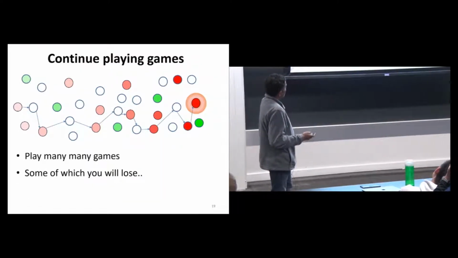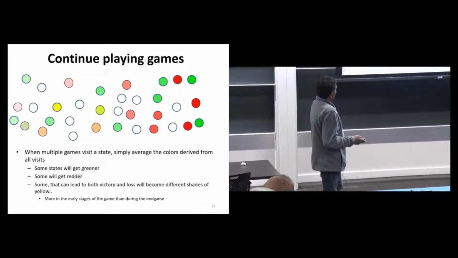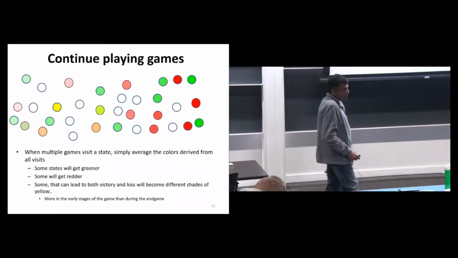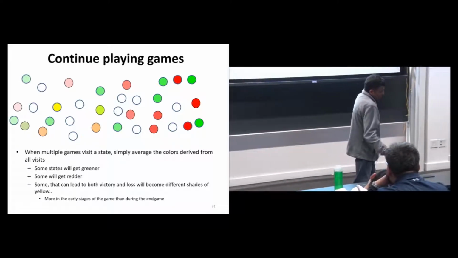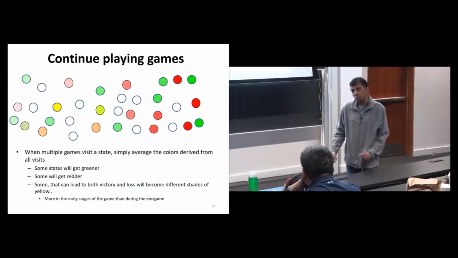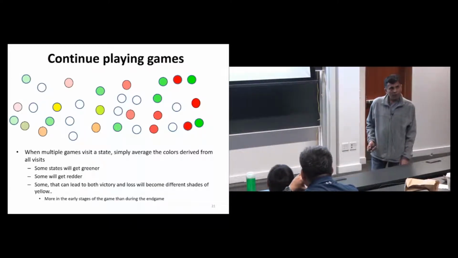So we keep doing this. You keep playing many, many games. Some you win, some you lose. And basically, you keep adding the dots of color. So if from some state you win some games and lose some games, it's going to get both red and green dots, which means it's going to begin to look somewhat yellow.